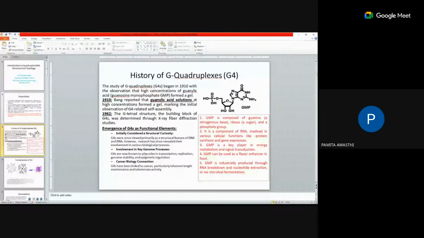The study of G quadruplexes began in 1910 with the observation. Slide is moving? Yes, ma'am, slide is moving.